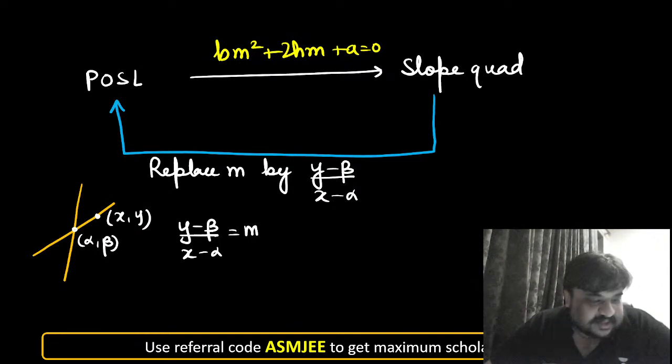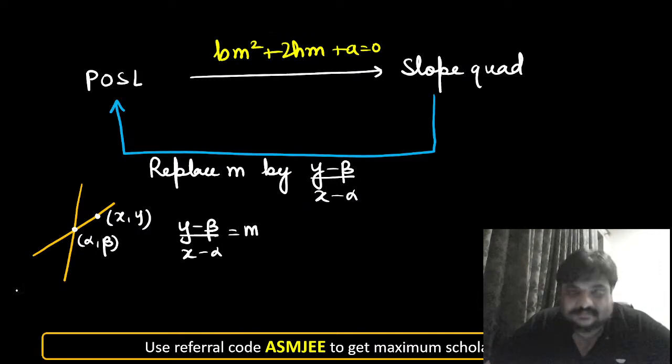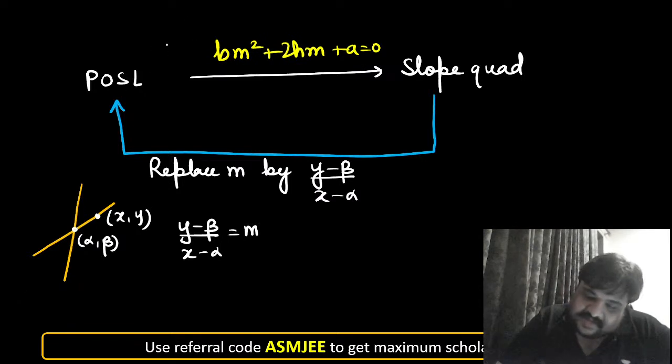How slope quadratic is helpful in solving questions? We will understand that in next 15 minutes. So from pair of straight lines, you can get slope quadratic. From slope quadratic, you can get pair of straight lines. That you can keep on doing. Now let us come to the original question. So from here to here, you have direct formula.